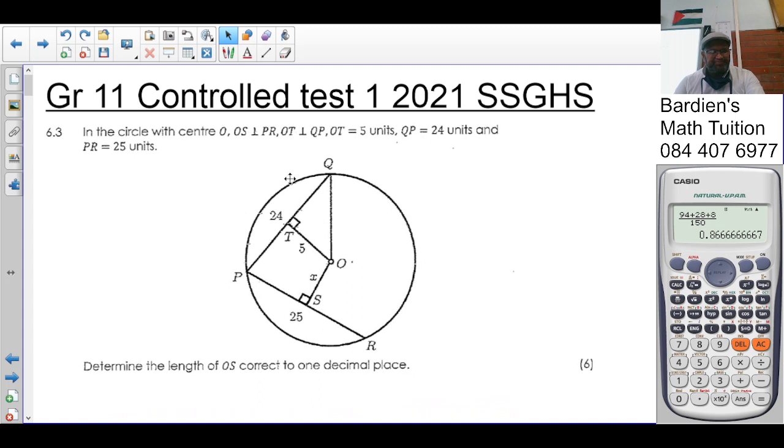Okay, so the next one, 6.3. We are told that in the circle with center O, OS is perpendicular to PQ. OS is perpendicular to PR. So if that's perpendicular, we know that is equal to that. Then OT is perpendicular to QP, which means to say those two lengths are equal. Then we are told that OP is 5, which is on the diagram. QP is 24, which is on the diagram. And PR is 25, which is also on the diagram. Determine the length of OS, correct to one decimal place.